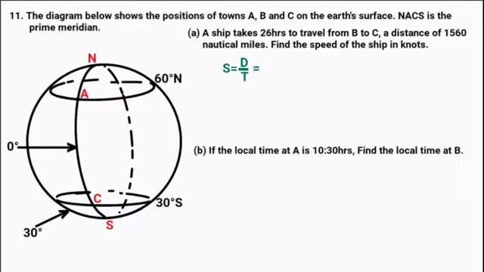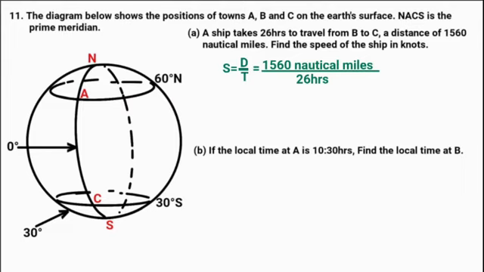Now, what is the distance given? When you go to the statement in the question, you see we are given 1,560, and it is in nautical miles. So the distance is 1,560 nautical miles, over time. Now we look at time. We can see that time is also given, which is 26 hours. So we're going to say over 26 hours.